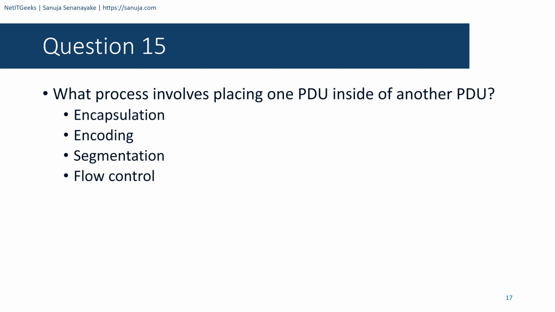So the answers include encapsulation, encoding, segmentation, and flow control. Right away, it is very easy to eliminate two of these: flow control and segmentation, because flow control is used for what?